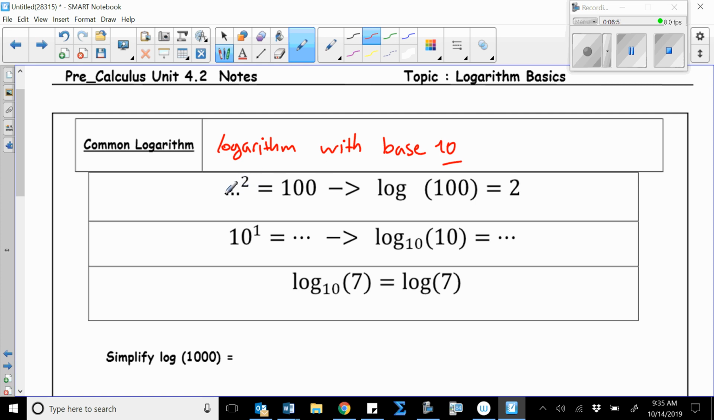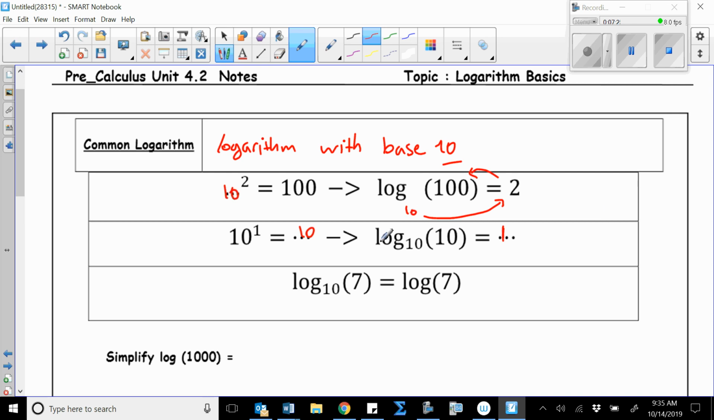For example, here we know that 10 to the power of 2 is equal to 100. So if I change it to the log form, it's going to be log of 100 with base 10 equal to 2. That means 10 to the power of 2 is equal to 100. Or here 10 to the power of 1 is 10. So log of 10 with base 10 is equal to 1.